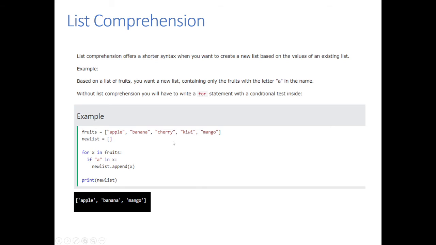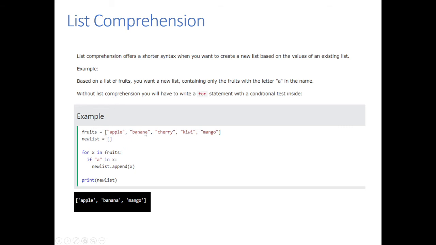List comprehension. List comprehension offers the shortest syntax when you want to create a new list based on values of an existing list. Example, based on the list of fruits, you want a new list containing only the fruits with the letter a in the name. Without list comprehension, you will have to write a for statement with a conditional test inside. So this is how we do it without list comprehension.